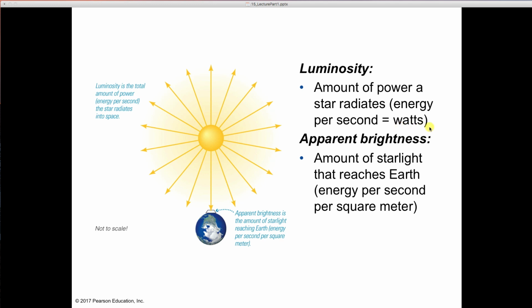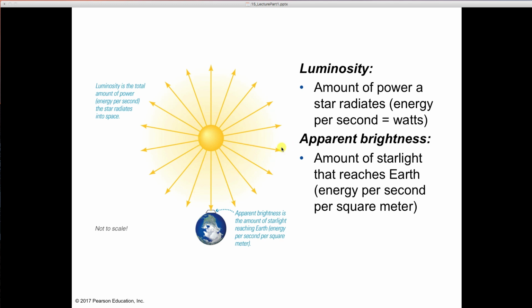Think about a light bulb. A 60-watt light bulb gives off 60 joules of energy every second. And that energy gets spread out over an area, and the energy kind of spreads outward in all directions from the light bulb. So the same thing is true about a star. The star produces a certain amount of energy every second, and that energy goes outward in all directions away from that star.